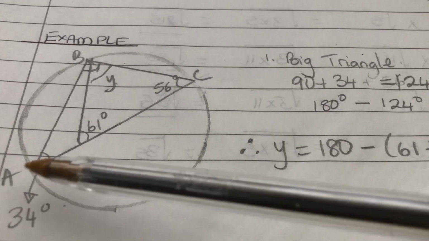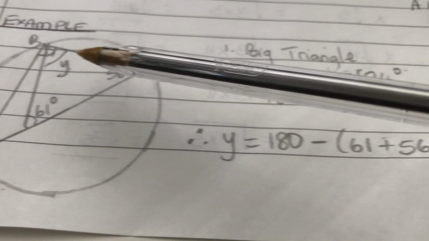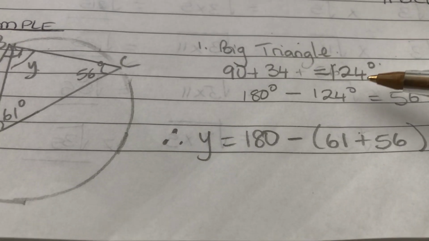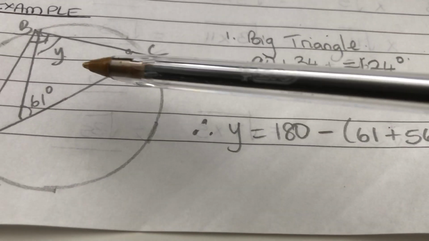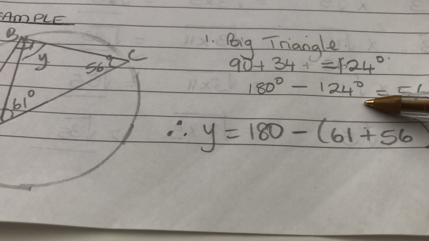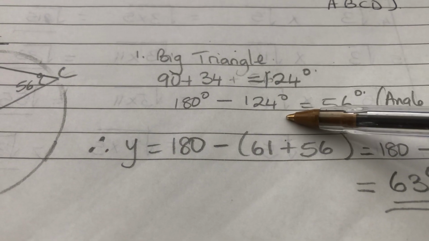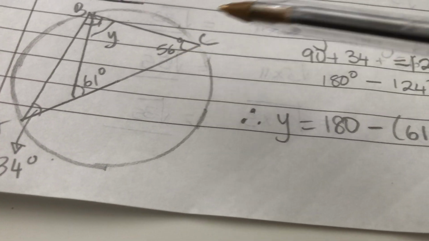I know this is 34. So 90 plus 34 will be 124. If I take it from 180, the angle at C will be 56. So that is my solution here. So angle at C here is 56.